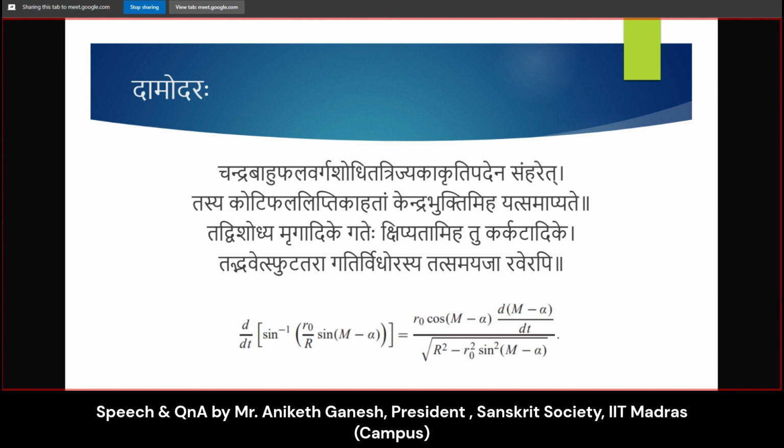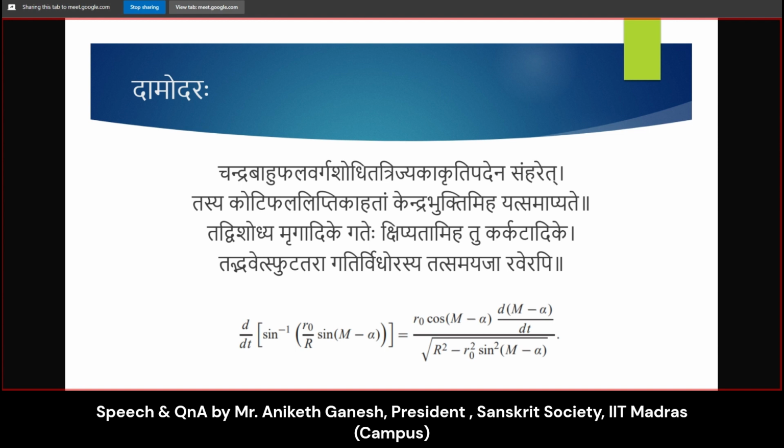Chandra is the moon. Bahu refers to the upright side of a triangle. It here refers to the sine. If you draw a circle, the upright side of the triangle will correspond to the sine of the arc. Bahu Phala is that which is calculated from the sine. It is essentially a scaled version of the sine. Varga is square. This Bahuphala Varga, that is R sine, R sine square.